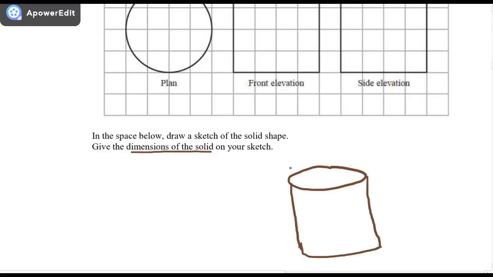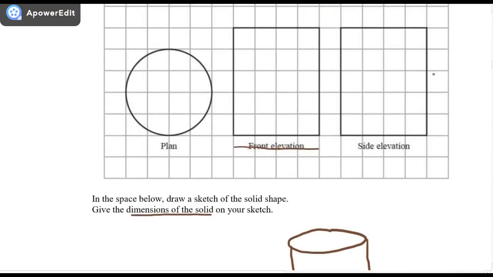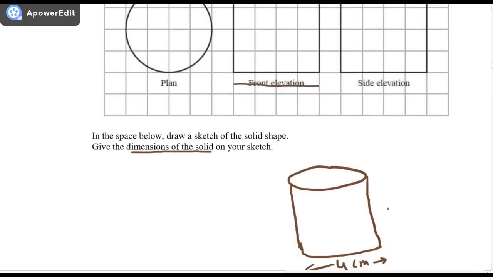So for dimension, this is very important. So the front elevation, I can say this is 1, 2, 3, 4. So this is the front one, this is going to be 4 centimeter, and the height, I can see the height here is going to be 1, 2, 3, 4, 5. So it's going to be 5 centimeter. So height is 5 centimeter.